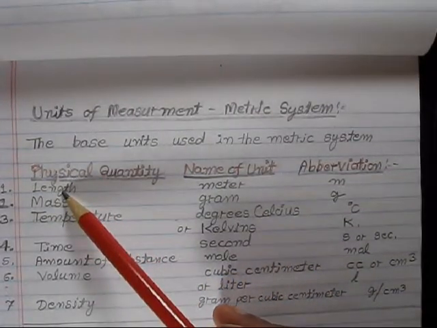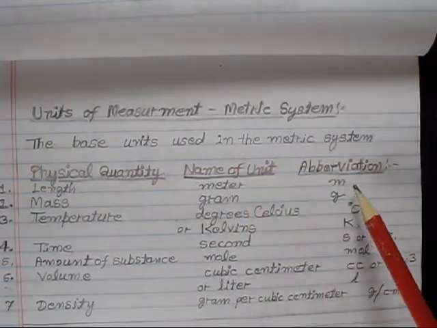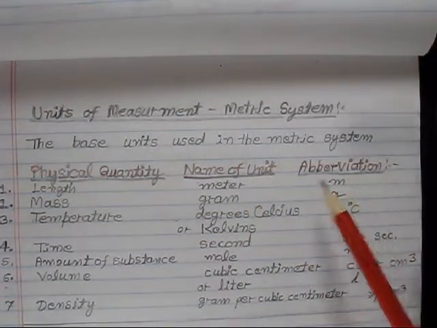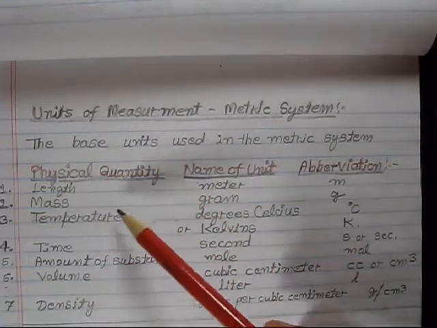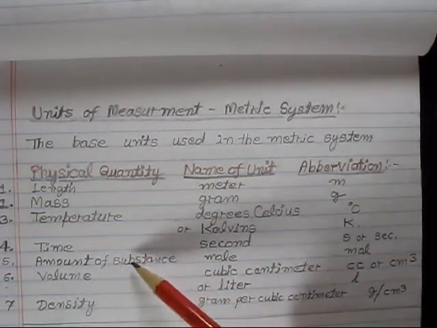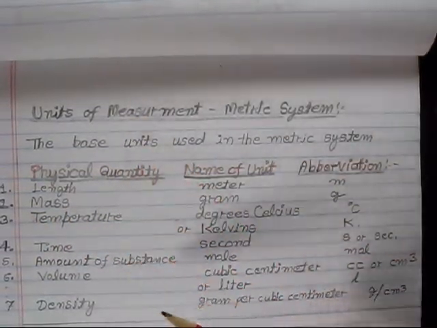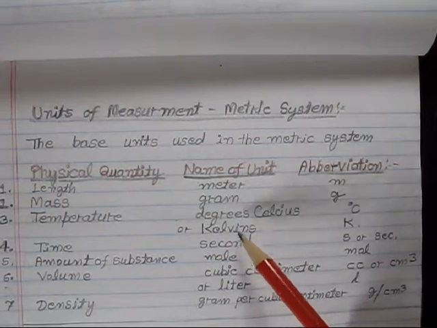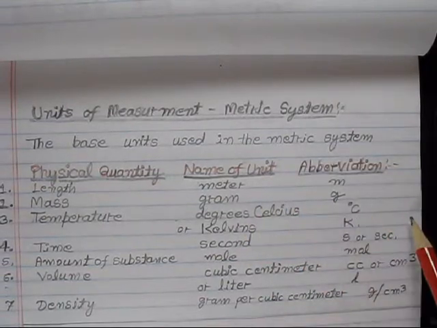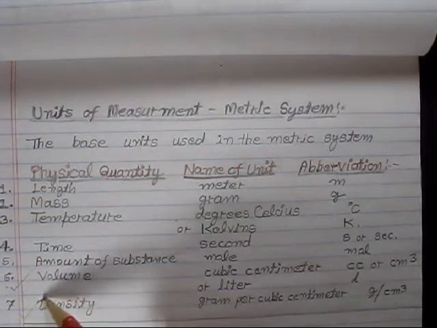Number 1 is length, which is measured in meter, and the abbreviation is small m. So you can see there are length, mass, temperature, time, and amount of substance. They are common in both the metric system and the SI system, and their units and abbreviations are the same except for two things, the volume and density.